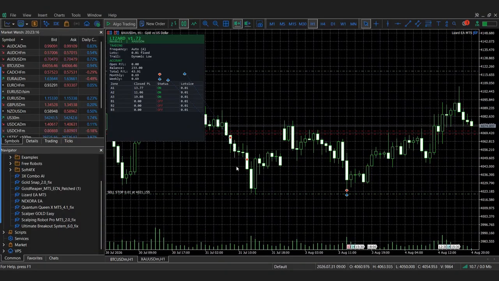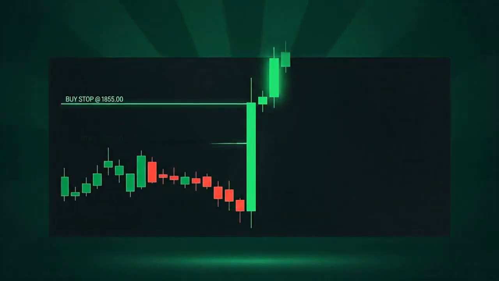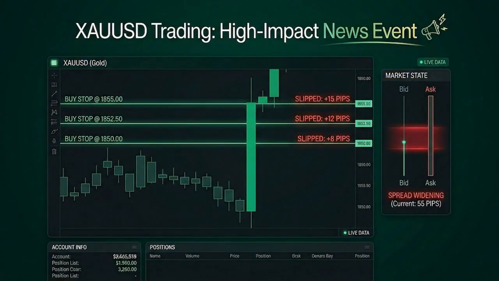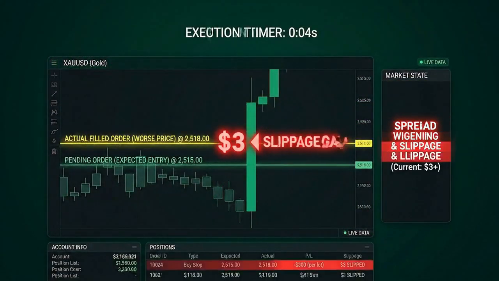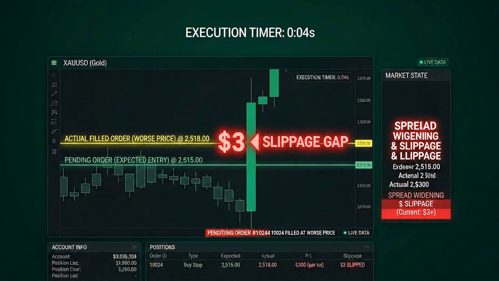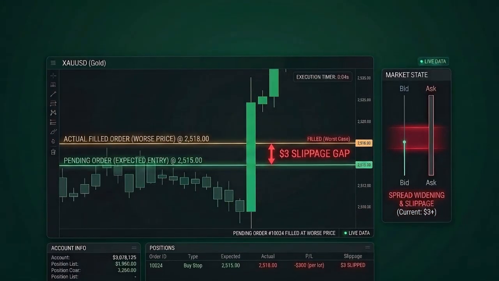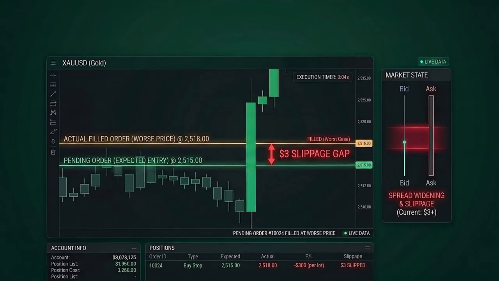But here's the issue nobody talks about. Pending stop orders on gold during high-impact news or spread-widening sessions can get absolutely brutalized by slippage. You think you're entering at 2,515. You actually get filled at 2,518 because your broker's liquidity went on vacation for 4 seconds. Your stop loss also slipped. Suddenly, a controlled 30-pip risk trade just became a 45-pip loser.